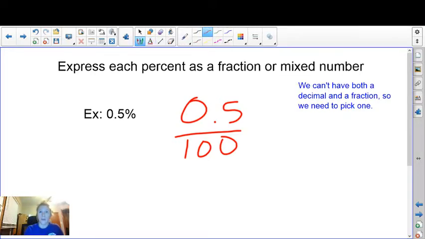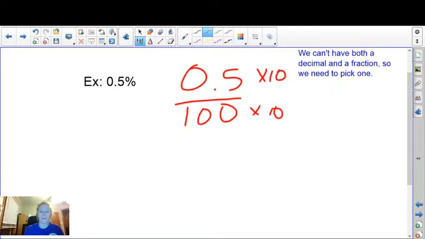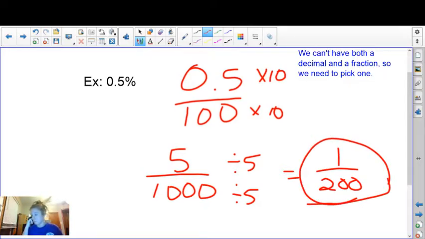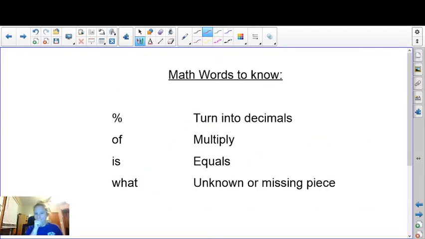In order to do this, I need to get the decimal away. It's right here. In order to do this, I need to multiply both by a factor of 10. Multiplying by 10 turns this into a 5, and then this into 1,000. And then we can reduce this by 5. So I get 1 over 200. So I recommend writing these down.